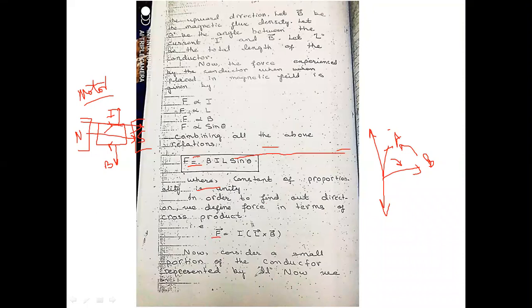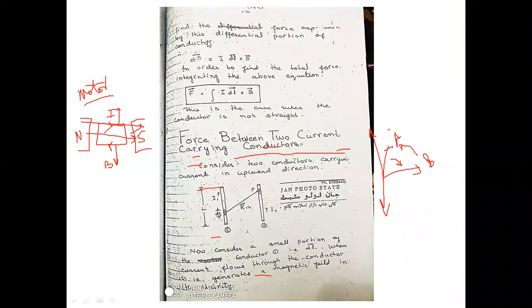Now consider a small portion of the conductor, a small portion dl. We find the force experienced by the differential portion of the conductor, dF. dF is equal to I dl cross B. This is the differential length, so the differential force will be dF. In order to find the total force, we integrate the above equation on both sides, and we get F is equal to the integration of I dl cross B. This is the case when the conductor is not straight.